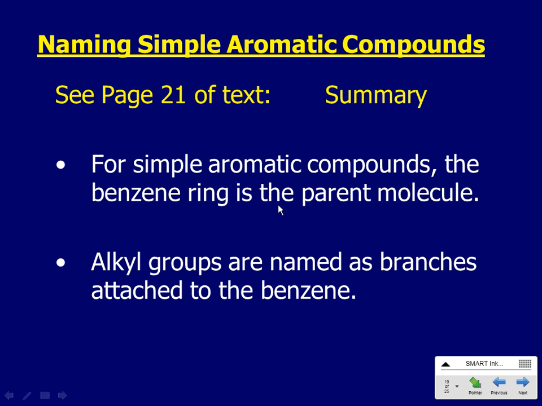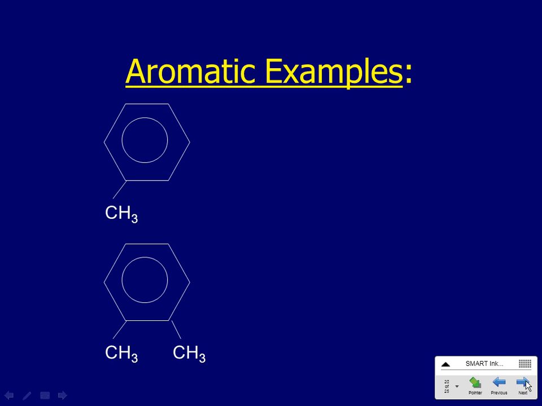What did you write down? Did you write down see page 21 text summary? Because there's no need to write those two bullets. Really straightforward business. That's all right. It's either the main part or it's a branch. It's pretty straightforward. So number one, here we have it as branches.